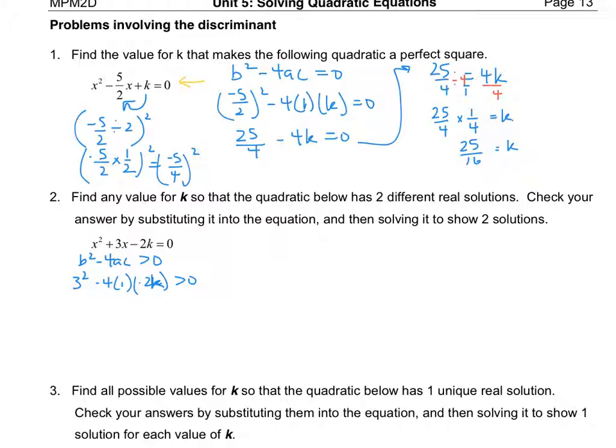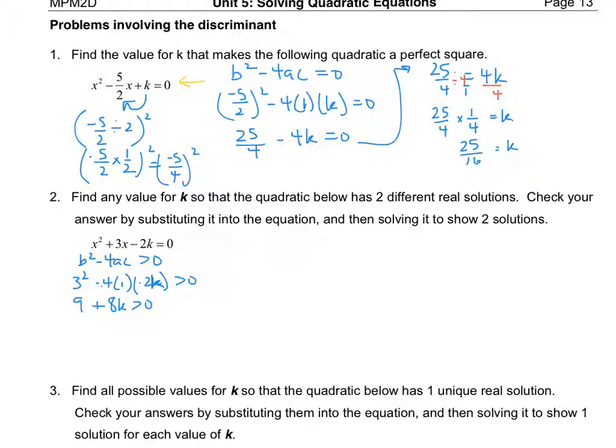All right, so that gives me 9 minus 4 times 1 times minus 2k would be a plus 8k. That has to be greater than 0. Now this gets a little bit tricky in terms of how to solve for this.